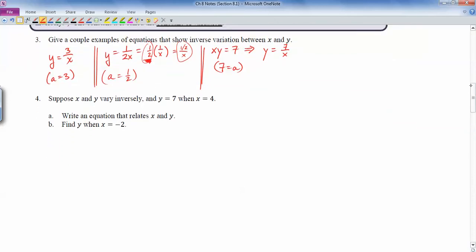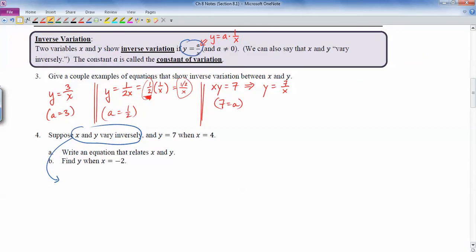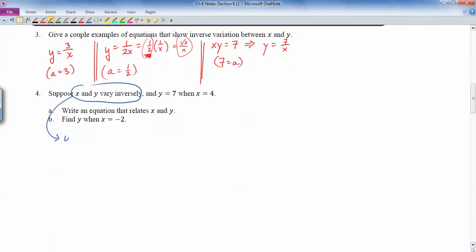All right. So in number 4, suppose x and y vary inversely. So as soon as you see this line, you should know that you're going to use the definition of inverse variation, which is y equals a over x. Or you could use this form if you prefer that. So let's write y equals a over x, because it's inverse, not direct. Okay, so y equals a over x, and y is 7 when x is 4.